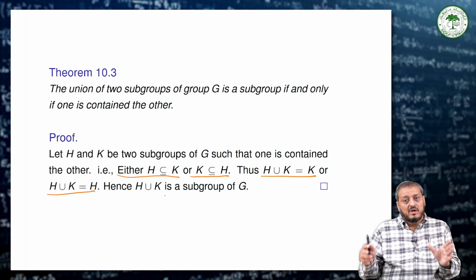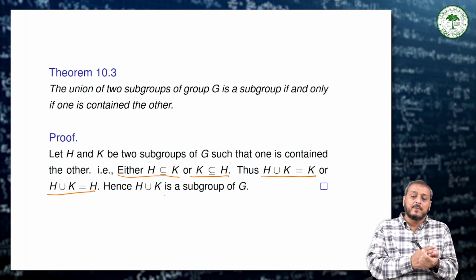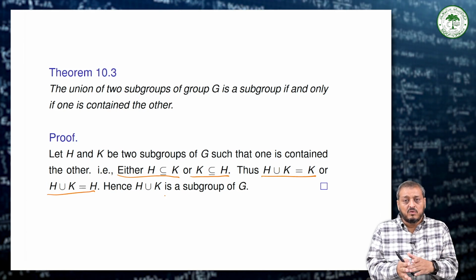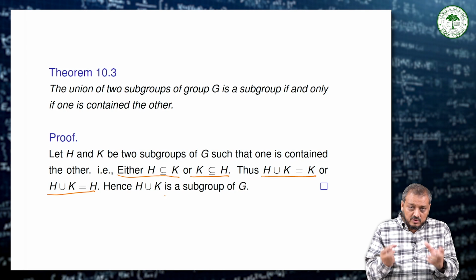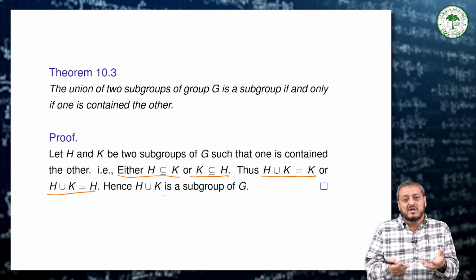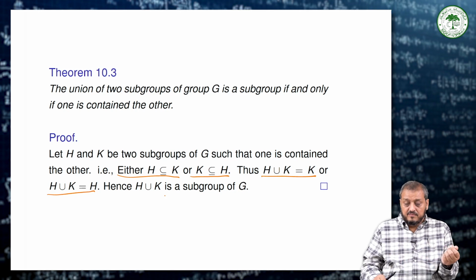So in general, the union of two subgroups need not be a subgroup, but the union of two subgroups is a subgroup only if one of them is contained in the other.